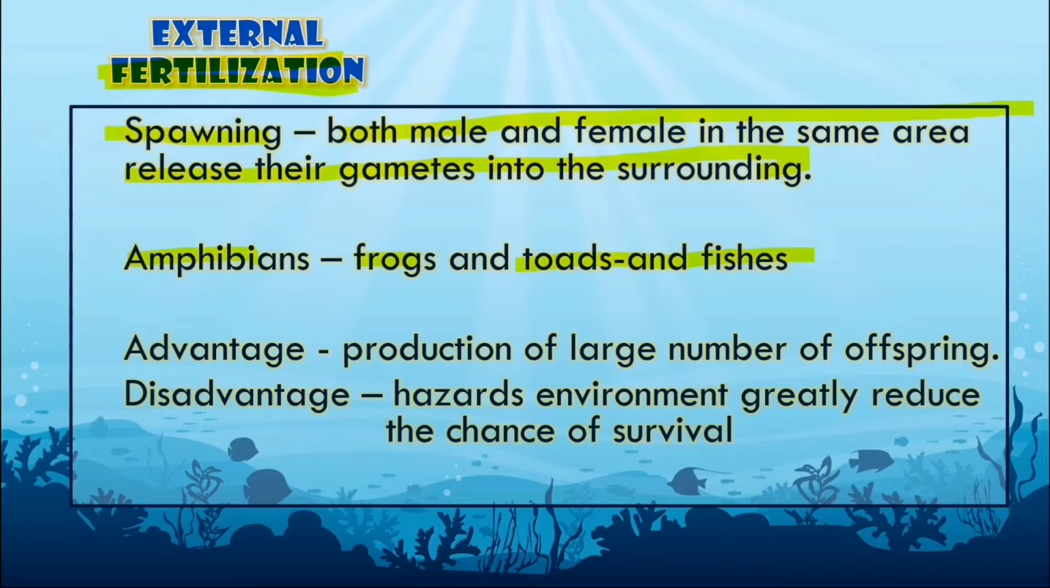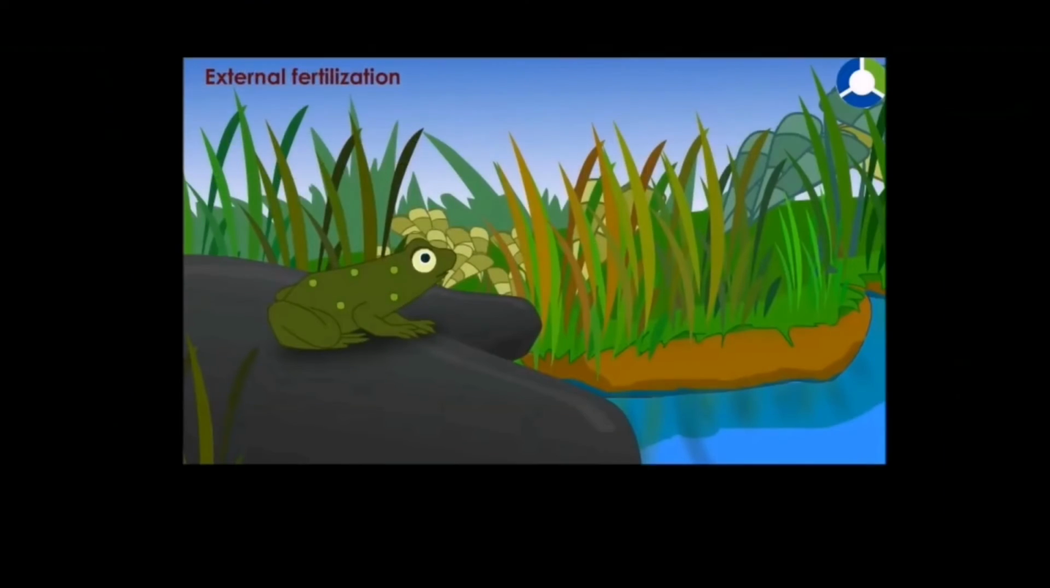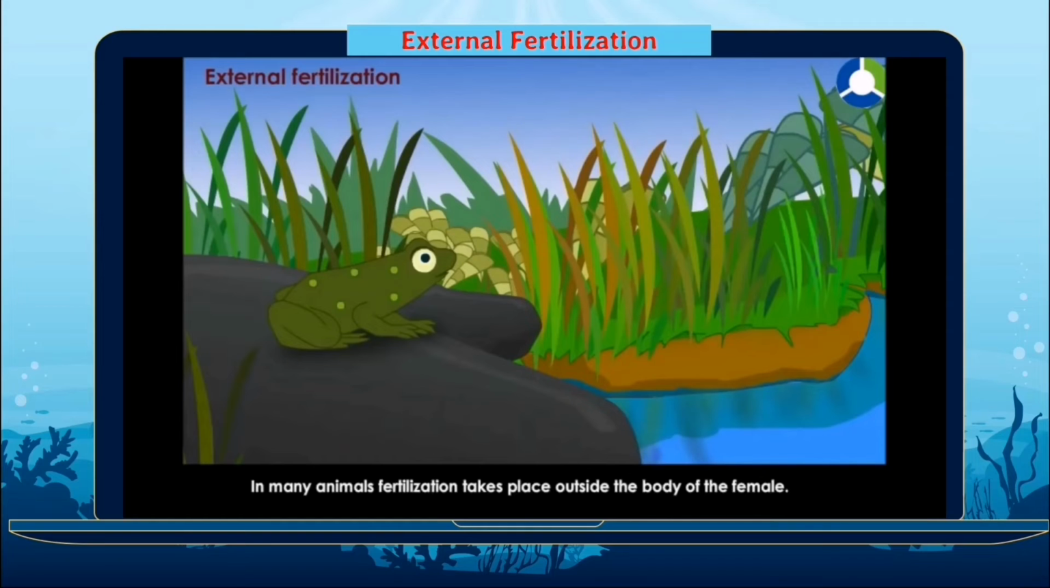However, there are advantages and disadvantages of this process. The advantage is that if you want a large number of offspring to be produced, then you are going to use this external fertilization. However, the disadvantage is that if there is a hazardous environment, it greatly reduces the chance of survival. So if the environment is dangerous, only a few will survive because it is outside. It is external fertilization. In many animals, fertilization takes place outside the body of the female.